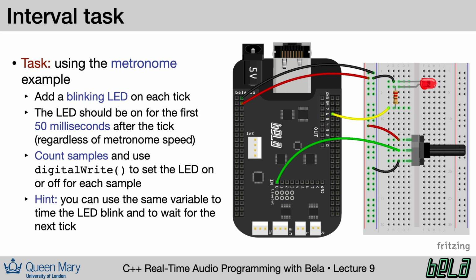A hint for this code is that you can still get away with just one counter keeping track of how many samples have gone by. You just need to compare it now to two different intervals. One interval tells you whether you've reached the next tick, and the other interval tells you if enough time has elapsed that you should turn the LED off.